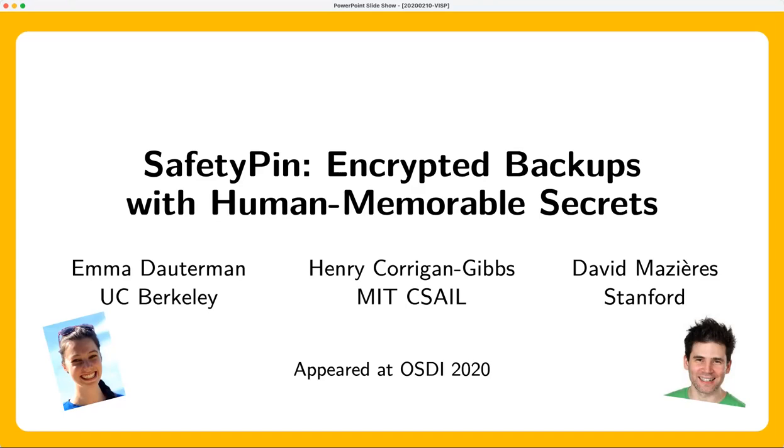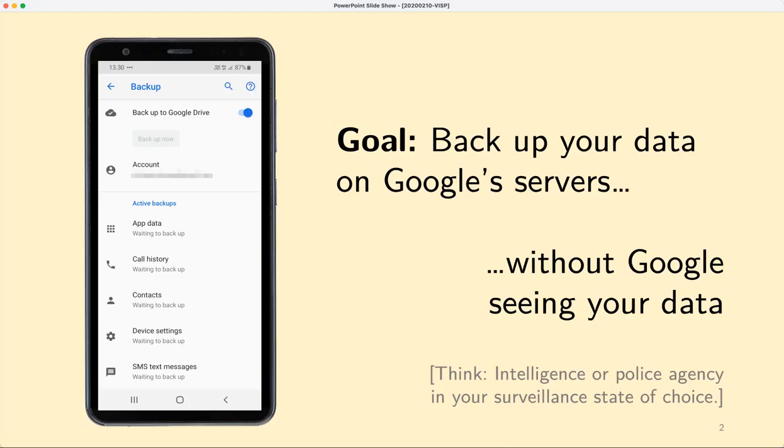So the problem that we're addressing in this work is the following. You have a phone, whether it's an iPhone or a Google phone, and you want to back up your data to Google servers without Google getting access to your backed up data, your photos, your notes, and everything else. So you should think of the threat we're defending against as an intelligence agency or police agency in whatever unfriendly country of your choice goes to Google's data center and is trying to extract your sensitive data from whatever's in the data center.